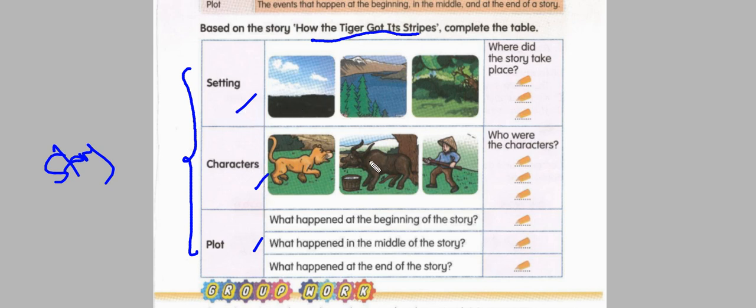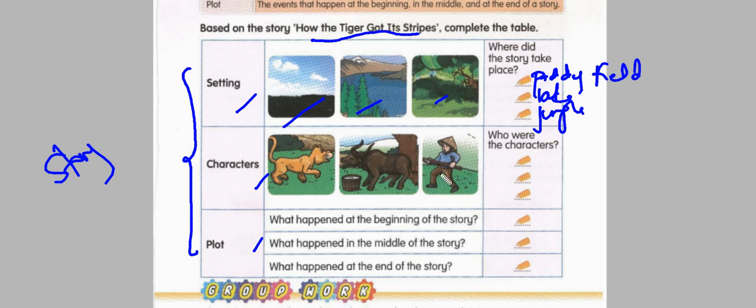So here in your textbook, you're given this exercise. Okay, you are going to fill in the blanks with the correct answer. It's very, very easy. Okay, given pictures. For example, I already mentioned this. The lake, the jungle, and the paddy field. So where did the story take place? So the first one is the paddy field. The second one is the lake. The last one is the jungle.